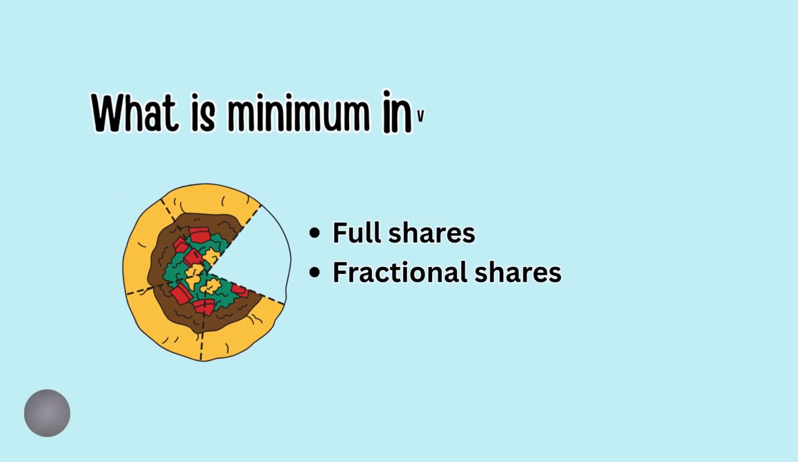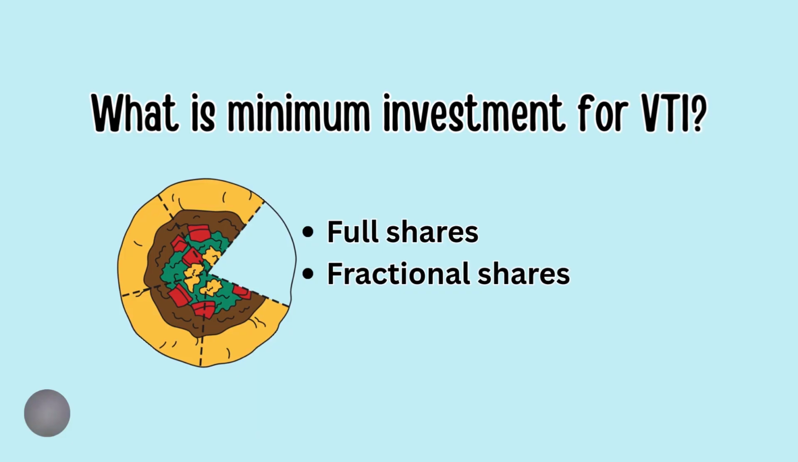What is the minimum amount to invest in VTI? You can start with $1 because of Vanguard's dollar-based investing feature. Other brokers may require you to buy at least one full share unless they offer fractional shares. Remember, a fractional share is just a part or portion of one share, and a fractional share lets you invest in any dollar amount, even if the share price is high. So just $1 is enough to start.